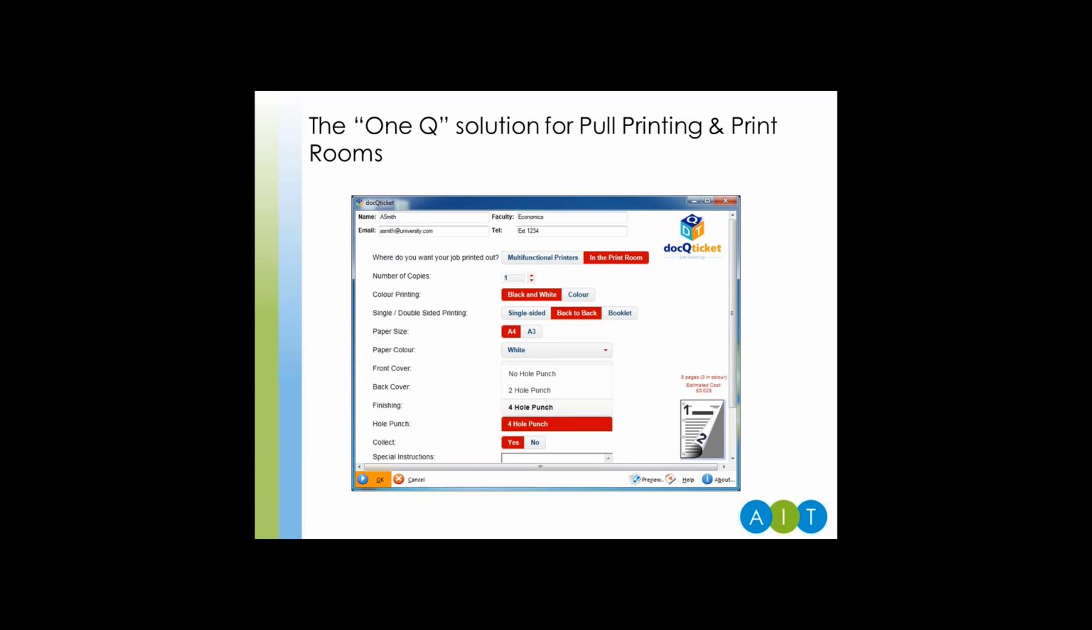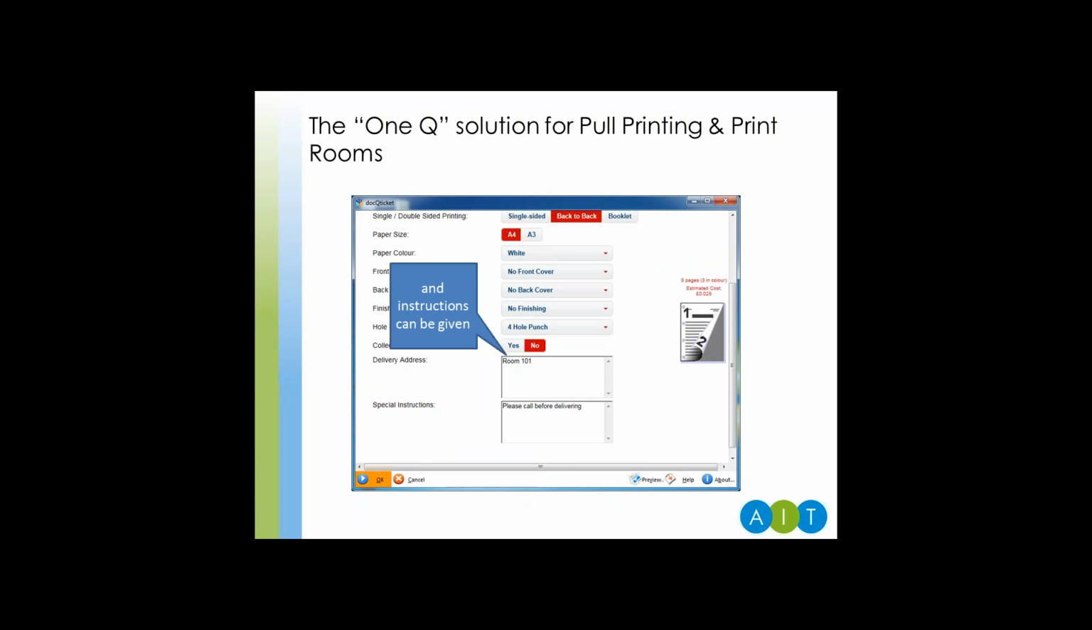In the system, you can allocate a cost to each particular finishing option. You can also add the option for users to either collect or have the job delivered, so that's up to the organisation as to what service they offer. If you're using delivery, then the user can import a delivery address and also add any special instructions as well.